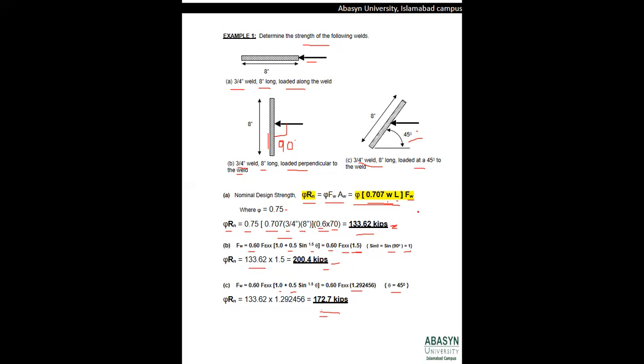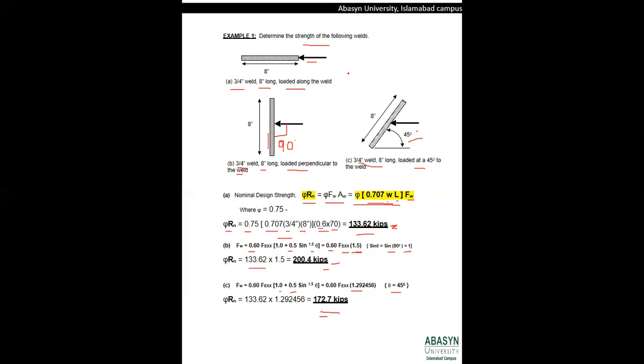So what you would infer from this problem is that whenever a force is applied parallel to the weld, or along the weld, its shear strength will be low, while whenever the force or the load is applied perpendicular to the weld, its shearing capacity will be high. So it can sustain more load in shear whenever the load is applied perpendicular to the weld.